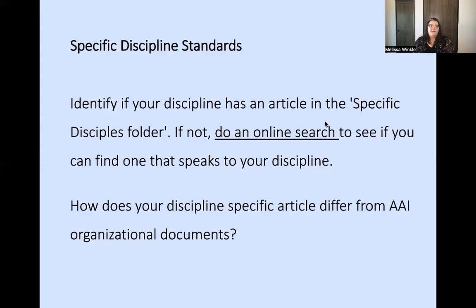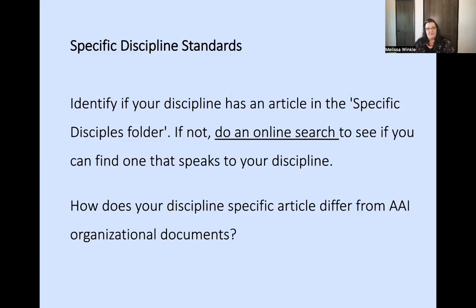So we can also talk about specific discipline standards. You'll see that we have a folder in Canvas for specific disciplines. You're going to take a peek and see if there are any specific discipline standards or recommendations that are offered within that. So if you're a mental health provider, you're going to look and see what's in there for you. If you are doing animal-assisted activities or support programs, see if there's anything in there for you. Occupational therapy, physical therapy, et cetera.